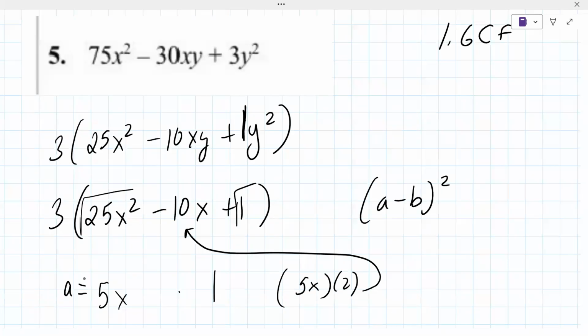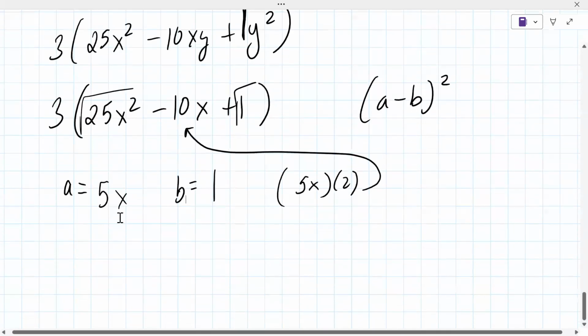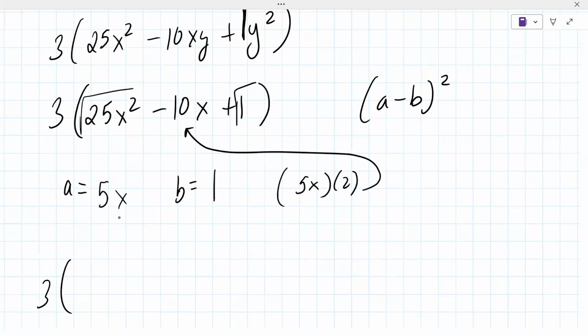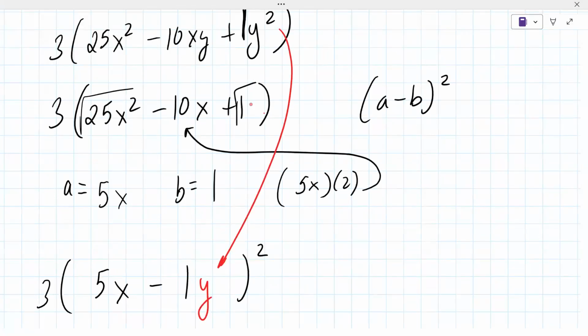So it becomes what? 5x minus 1 squared. And that's where you have to remember, and this is the hardest part, when you take something away like that, you have to remember to put the y back in. You probably will forget.